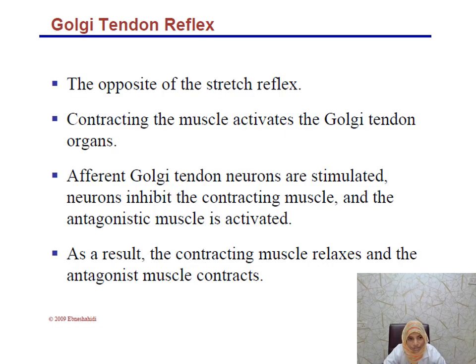Now, the Golgi tendon organ is the opposite of the stretch reflex. Contracting the muscle activates the Golgi tendon organ. Afferent Golgi tendon neurons are stimulated. The neuron inhibits the contracting muscle and the antagonist muscle is activated. Hence the name reciprocal activation or autogenic inhibition. As a result, the contracting muscle relaxes and the antagonist muscle contracts.